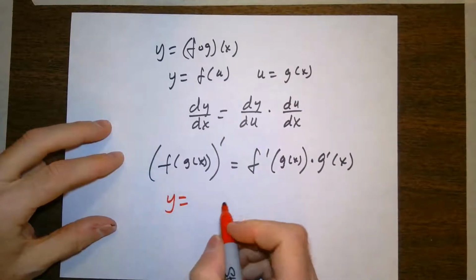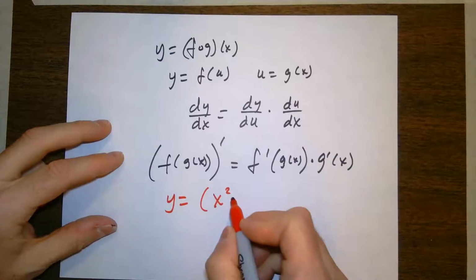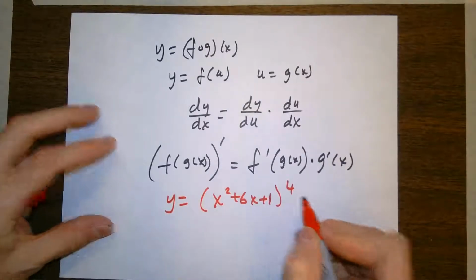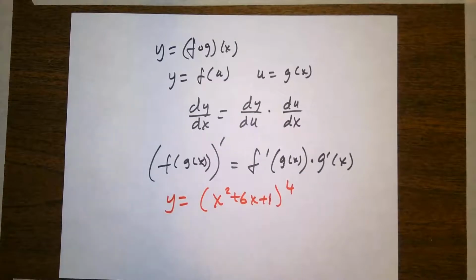Y equals (x squared plus 6x plus 1) to the 4th power. Now, for the first lesson as I go through this, I'm going to break these down into the u's and the v's, the two different functions, so we can take a closer look at them. Later we'll be able to do a lot of it, I think, quickly in our head. But right now I want to break it down.